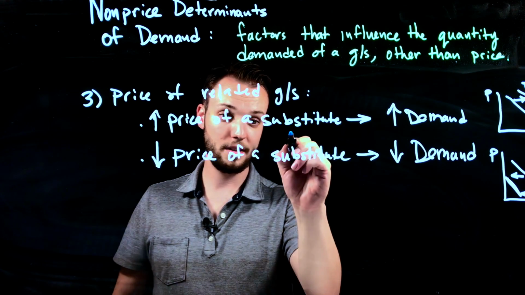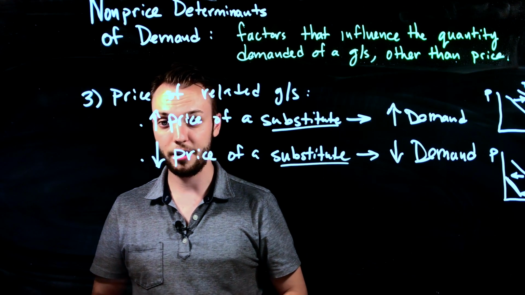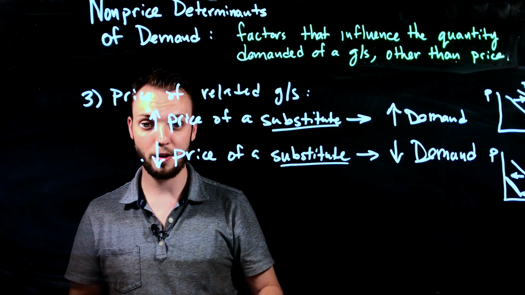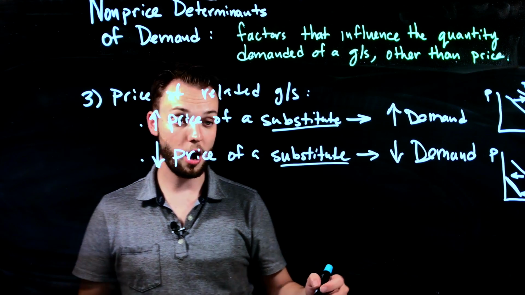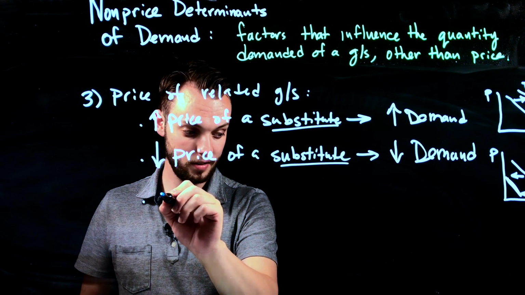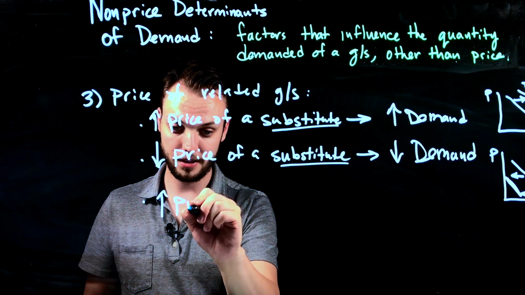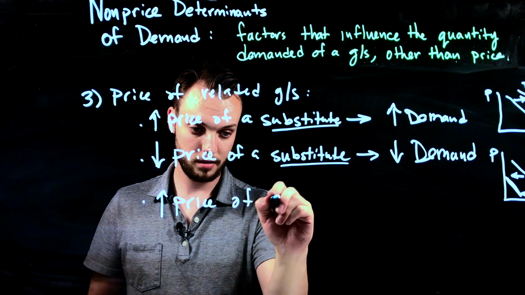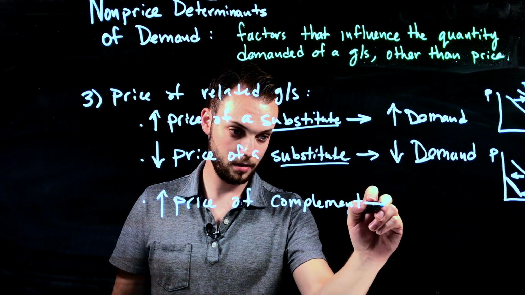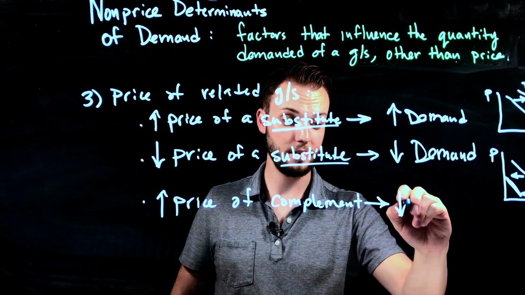Now that's with substitute goods. We also have related goods that are goods that are used together, and those are what we call complement goods. So if there was, say, an increase in the price of a complement, then that would have the opposite effect of the substitute good. That would be a decrease in demand.